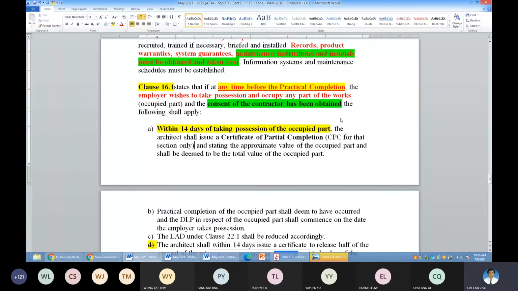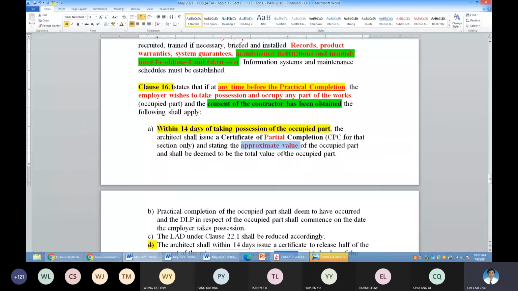So once the CPC for that small section is issued, it means the concept of practical completion will commence. In this case, they use the term partial. It's the same case, assuming that that section of it is a completed project. So what will be the implication? Then the consultants need to value. The QS will have to value the particular project section taken over.